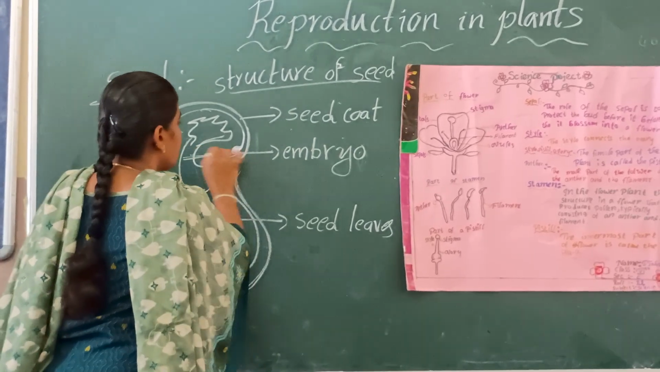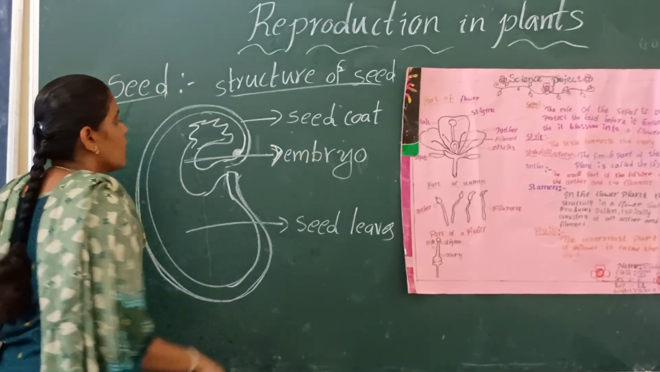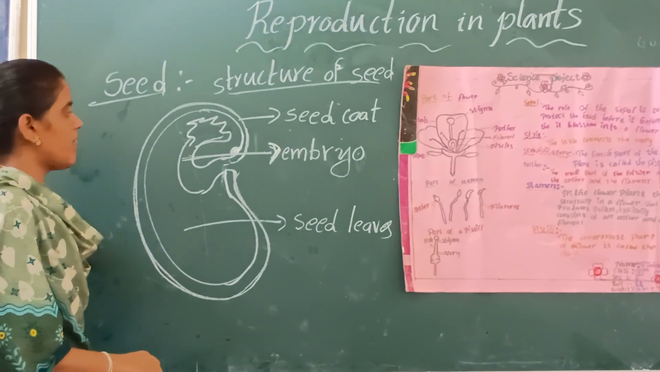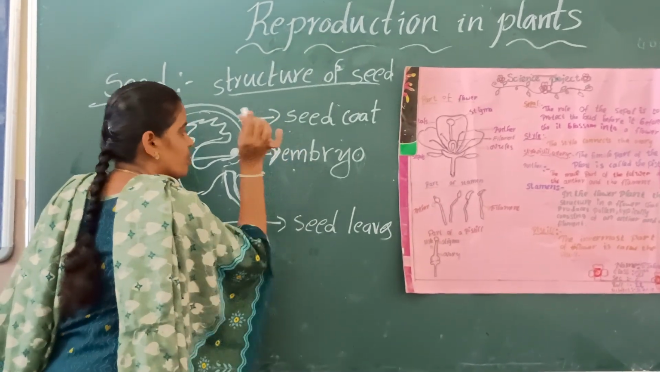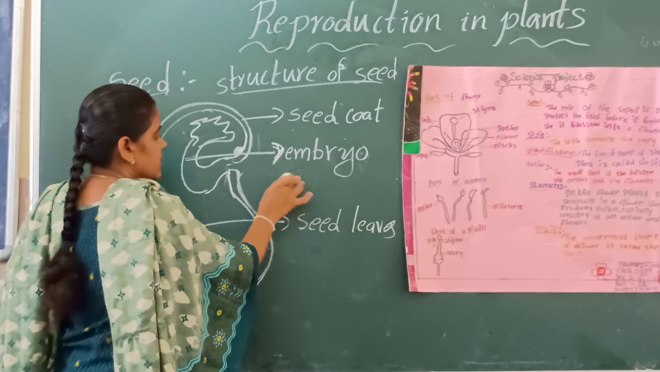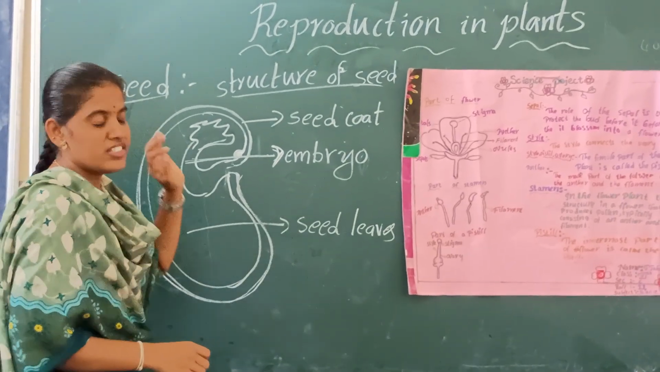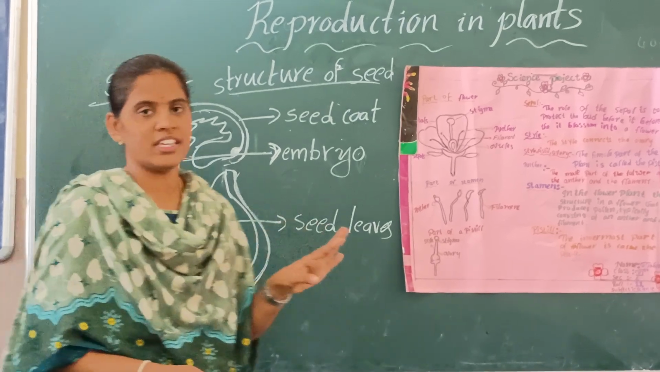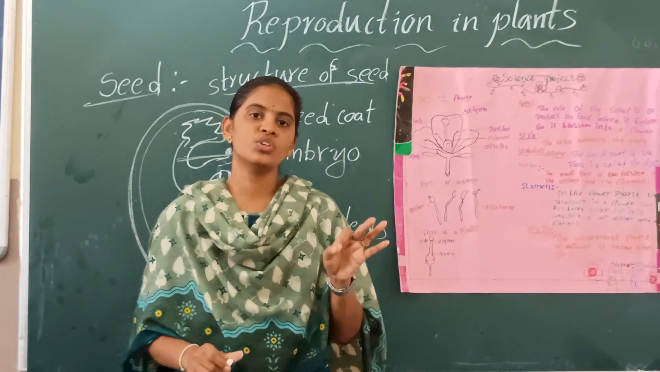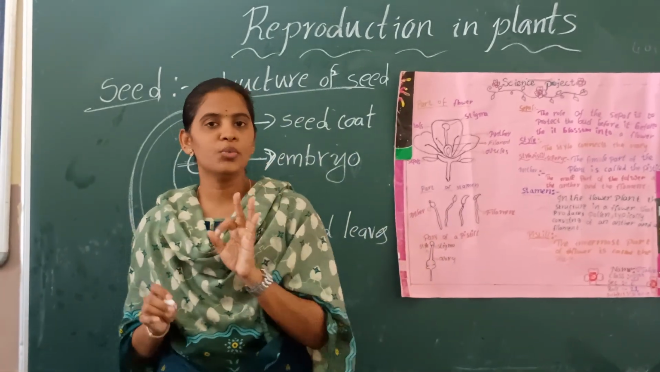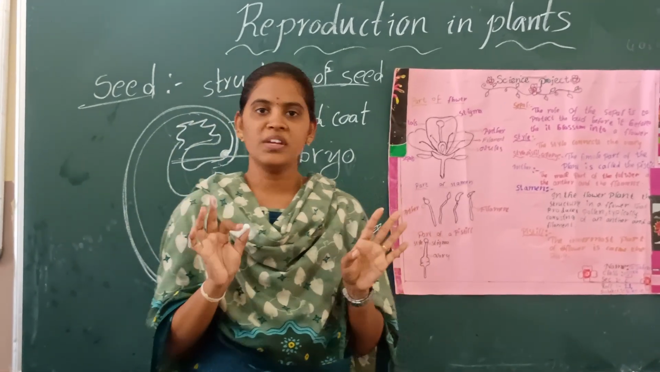Now next, the embryo. The embryo grows as a new baby plant. The result of the embryo growing as a new plant is called germination. Germination is the process in which a seed grows into a new plant. It is called germination.